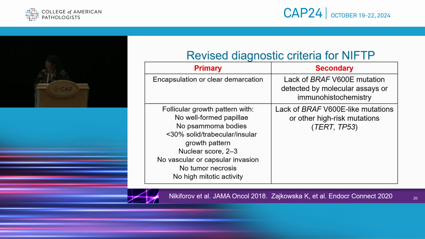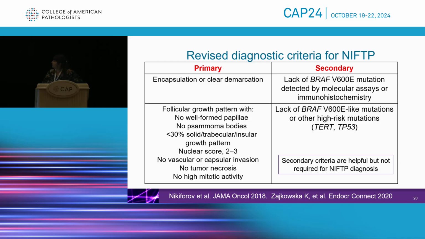And then in the secondary criteria now, these are helpful. They are not required for the diagnosis of NIFT-P, but it is something for us to keep in mind. The lesion should lack a BRAF V600E mutation, detected either by molecular testing or immunohistochemistry, or additional mutations that bear bad prognosis, high-risk mutations such as TERT or TP53.